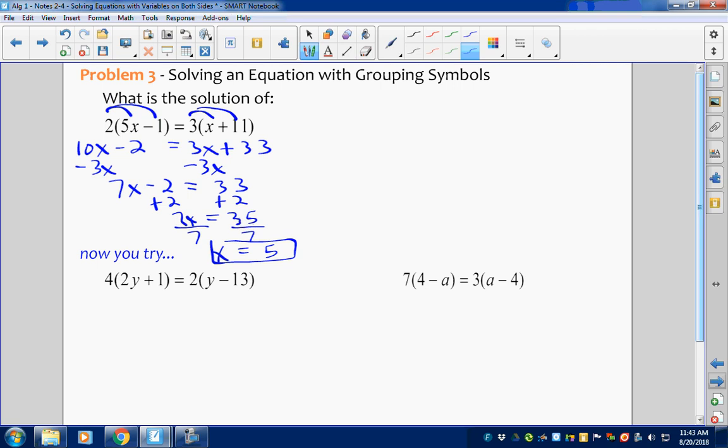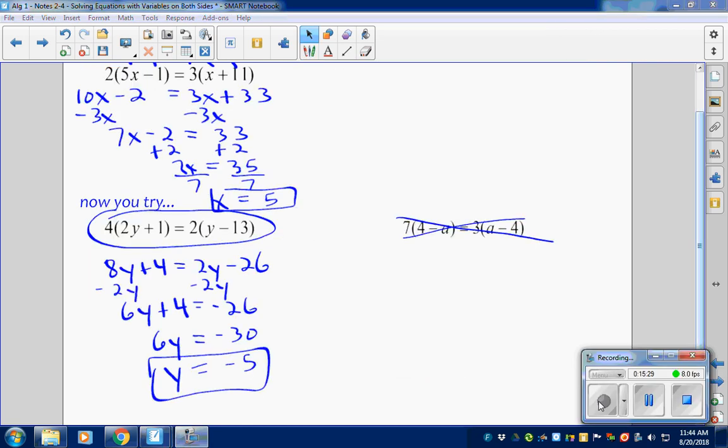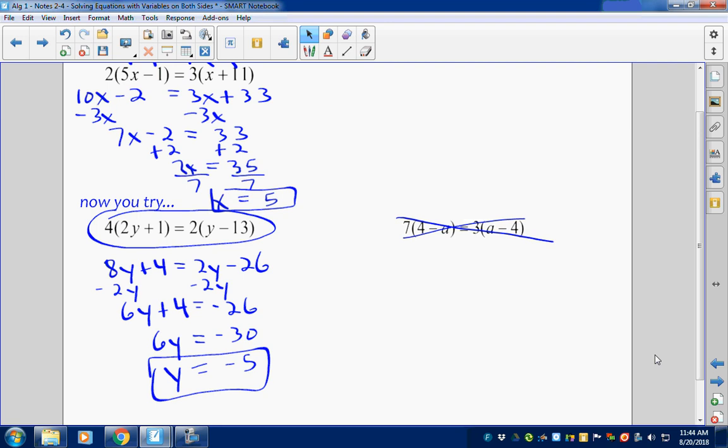So that one works. Let's just choose one of the now you tries to do. Let's just do this first one here. They're pretty similar. Go ahead and try this one right here, and then I'll work it out. I'll give you a minute to do that, and I'll give you the solution. It should end up with y equals negative 5.